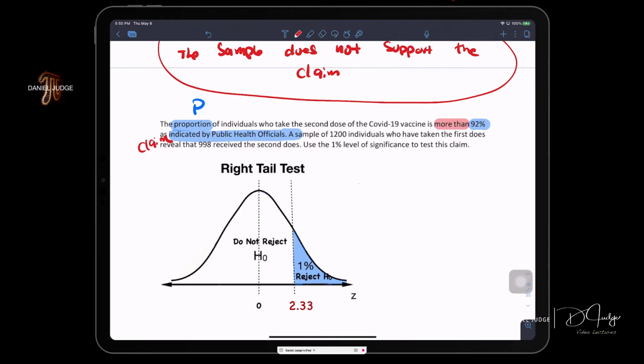So I want to go over that book idea because this is what people look at. And I think it's great because I think the book is great. You learn a lot by reading this book. You learn a lot by reading. And anyway, the proportion is more than 92%.